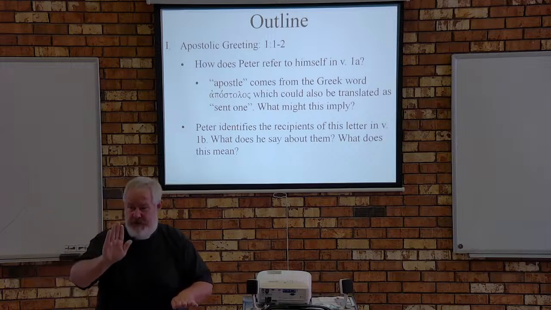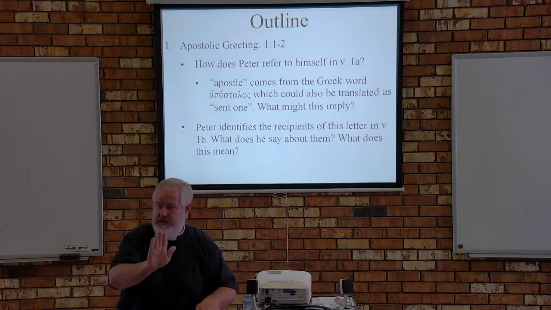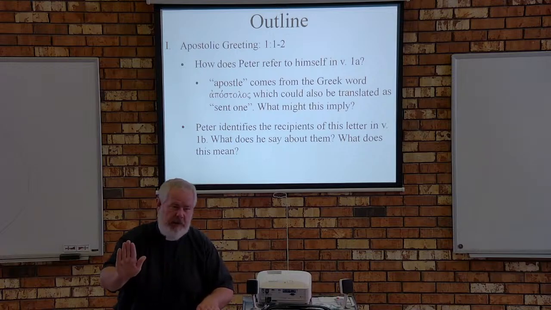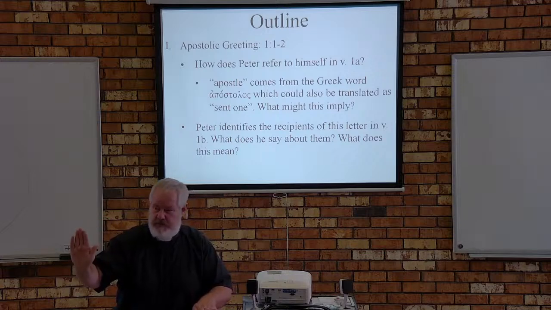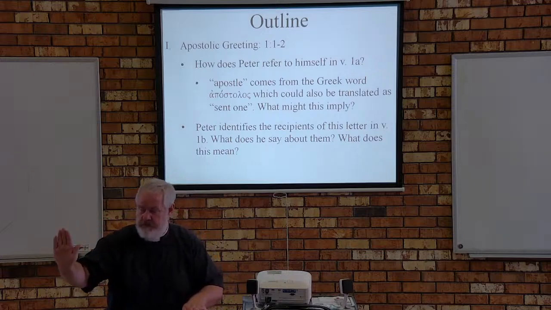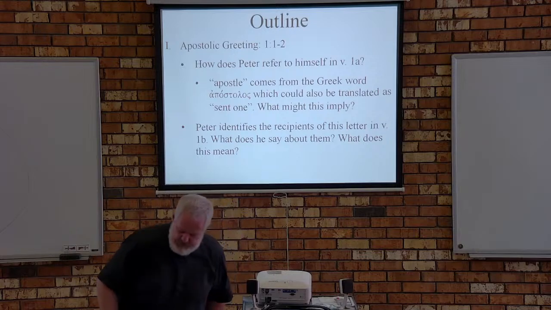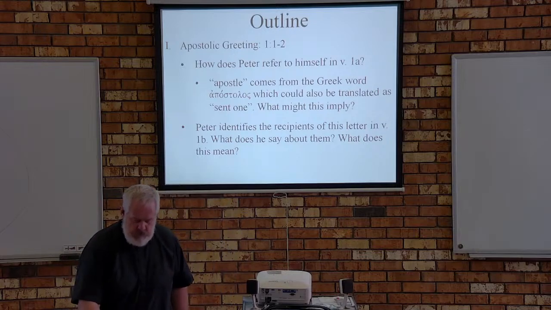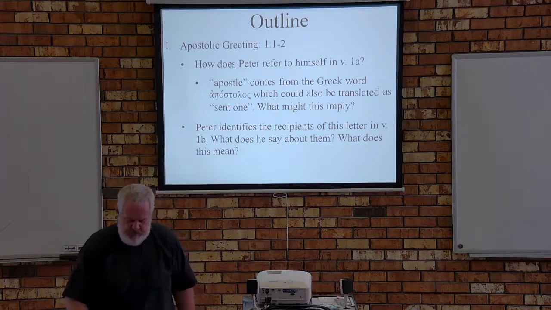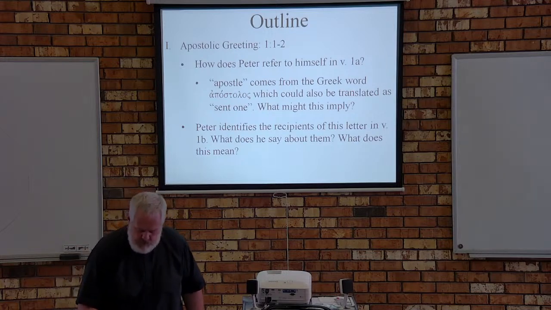So notice at the very opening, Simeon Peter, a slave and sent one of Christ Jesus. Right? That's the authority. All right. I think I've probably belabored that a little bit about what this means.